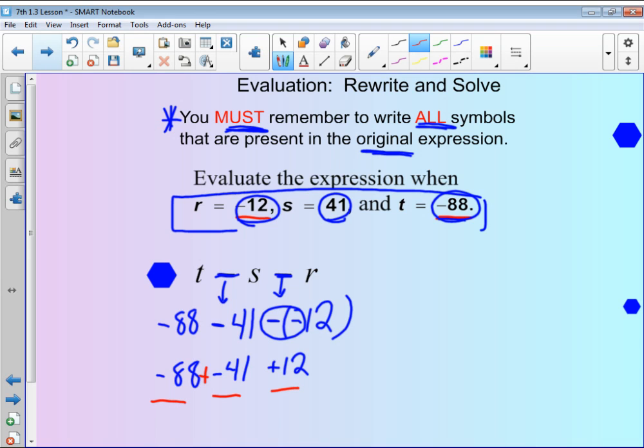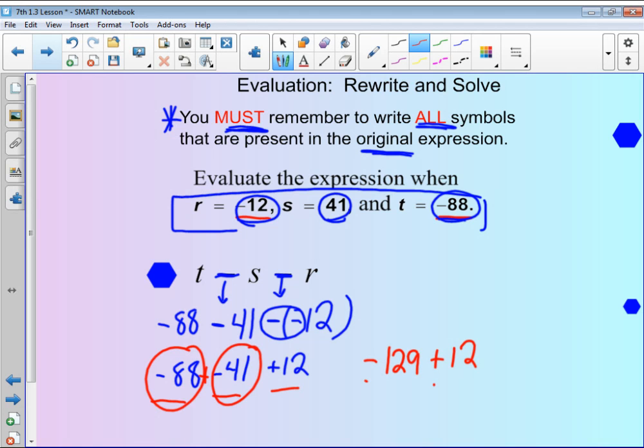So when I look at it, I look and say, hey, these both have a negative sign. Okay, so I'm going to chunk them together. I'm going to put them together. Same symbol, find the sum. So 88 plus 41 gives me 129. Now they both have a negative sign. Same symbol, find the sum, apply the same symbol. So that's negative 129 plus 12 now.